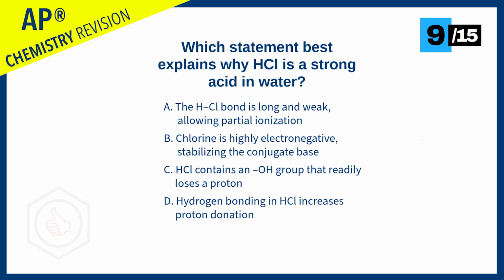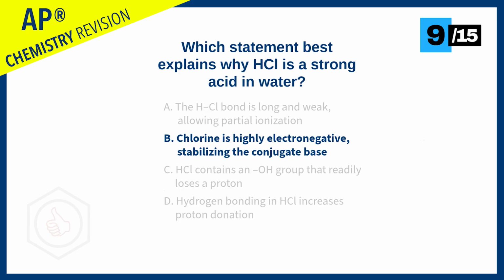The answer is chlorine is highly electronegative, stabilizing the conjugate base. Because the conjugate base of a strong acid is very stable, which makes it a weak base. Remember, strong acids have weak conjugate bases.